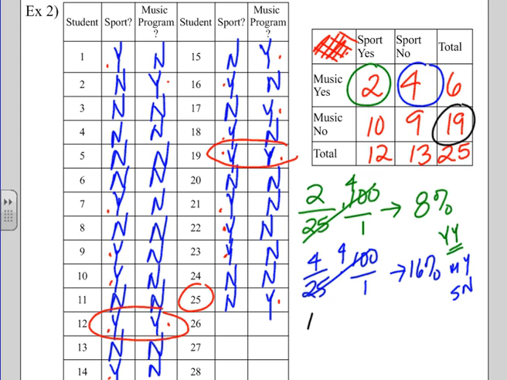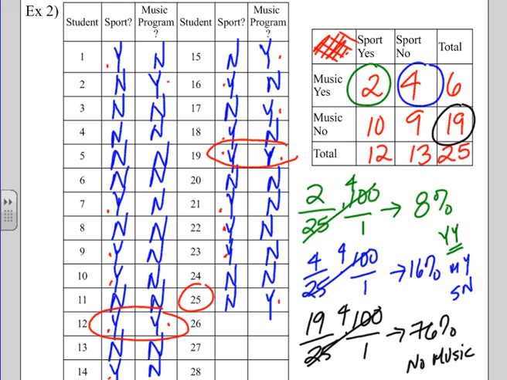So 19 out of 25. This looks like it could be a trend that we could see going on. 25 goes into 100 4 times. That's going to give us 76. And there's a high percentage right there of no music program at all.